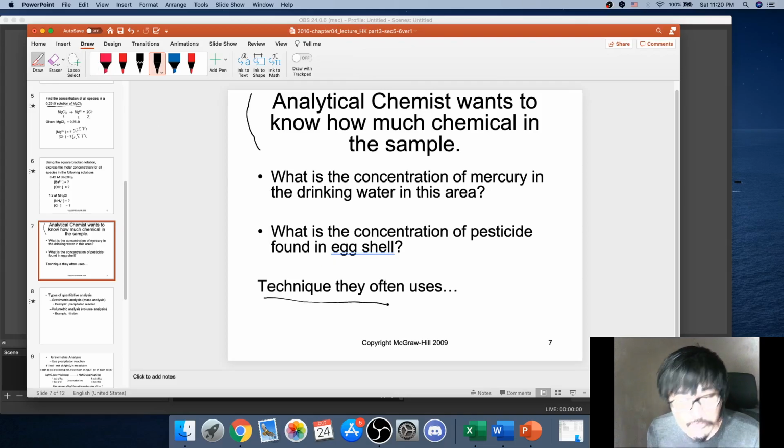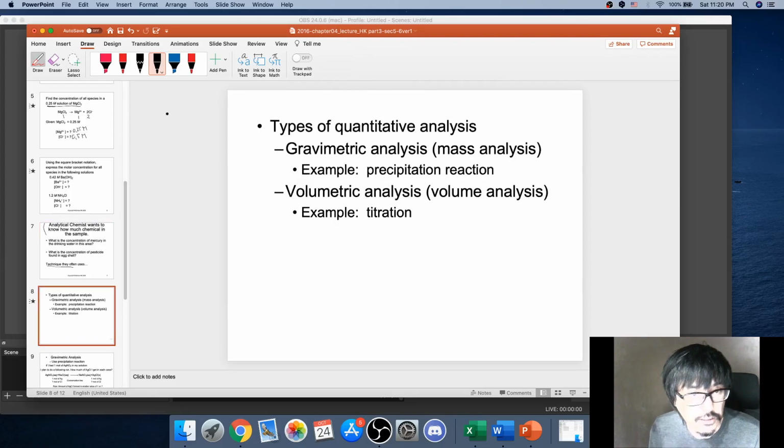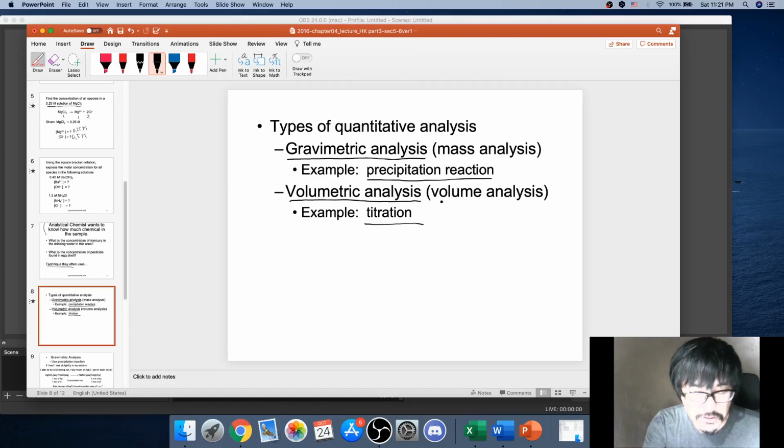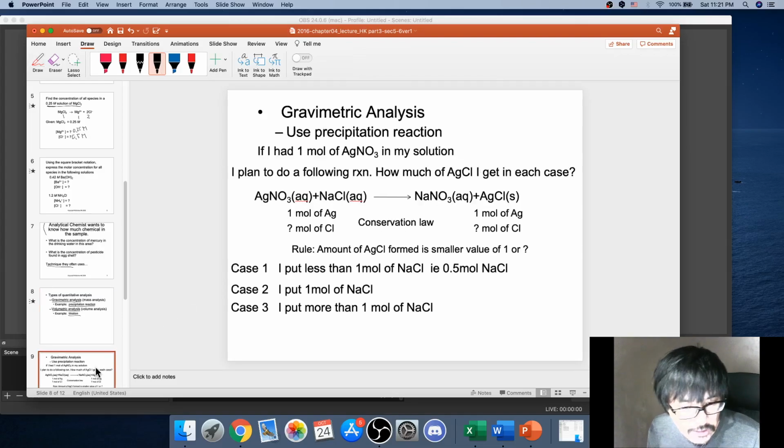So those are important questions, and that's what they answer. Of the techniques they often use, two we can talk about. One is gravimetric analysis, a precipitation reaction that we talked about maybe 2 videos ago. The other technique involves volumetric analysis, which is the titration we talked about in the acid-base material, right? Those two we can use to find out how much of the stuff is in the solution. One uses precipitation reactions, the other uses titrations. So let's go to gravimetric analysis first.